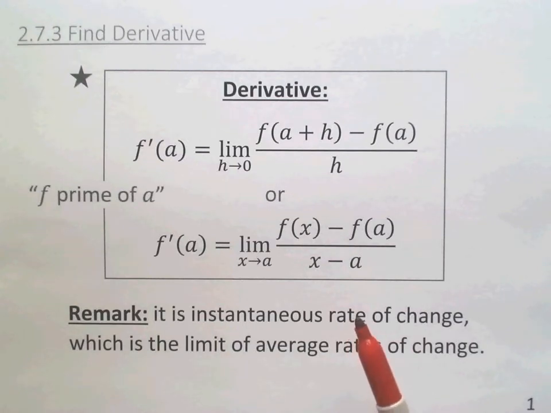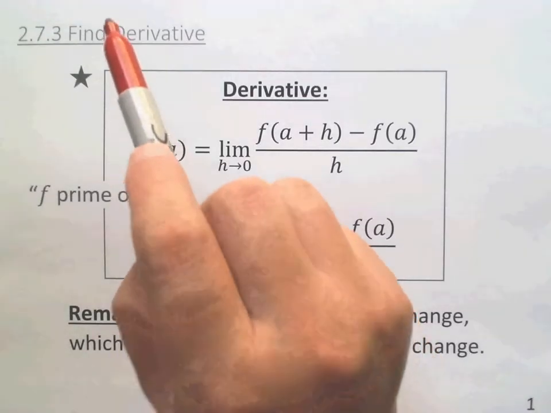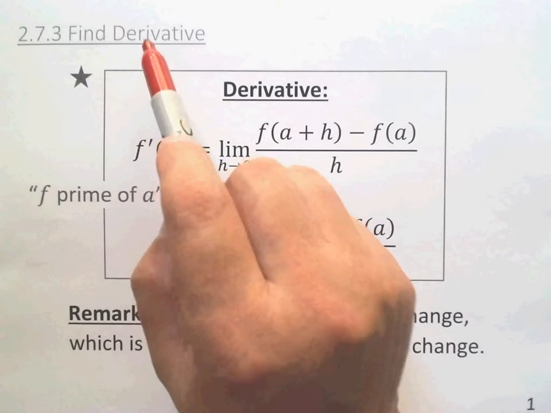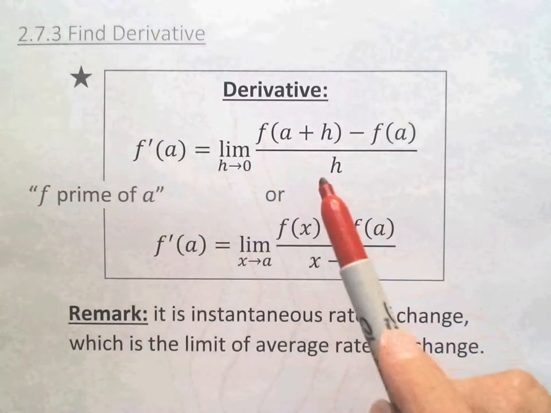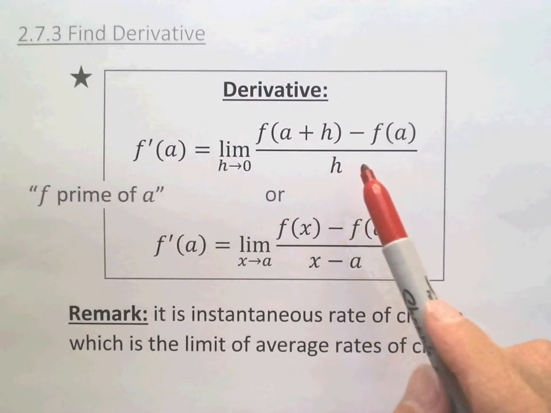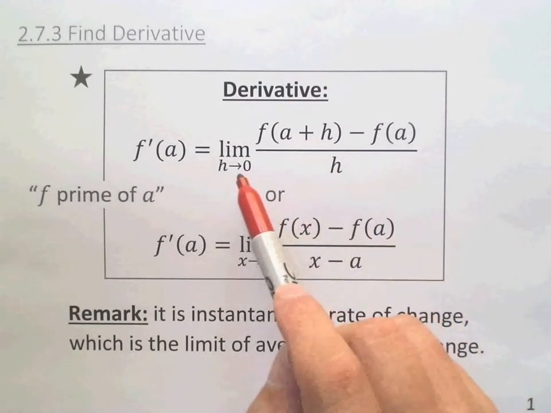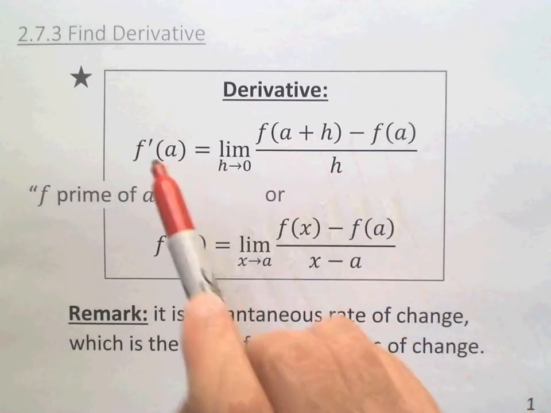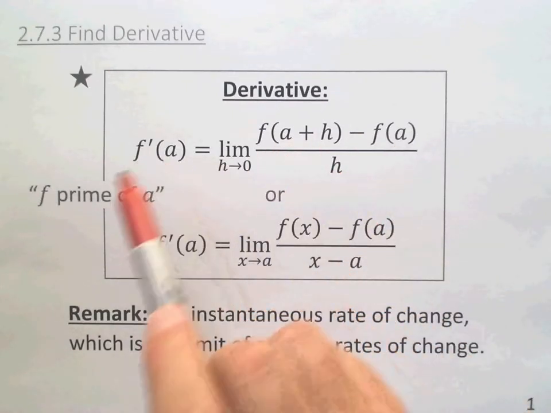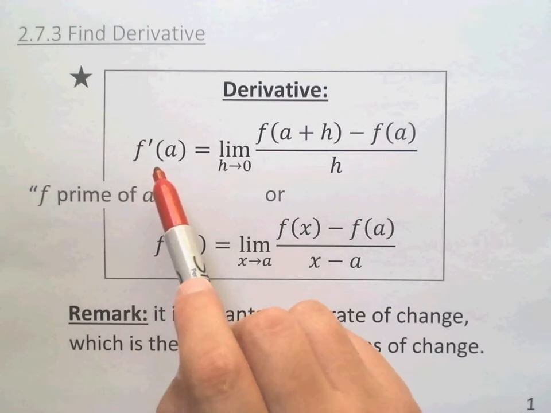In this lecture, we are going to define the derivative using the limit definition. So here is the definition of derivative. Given a function, we define this form as a derivative. We call it f prime of a. What does this mean? Where did this form come from?